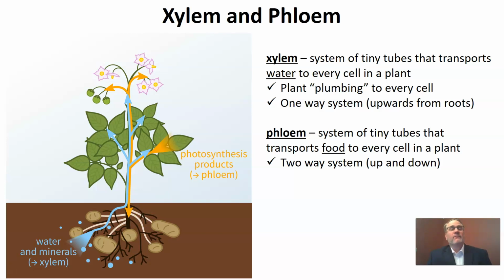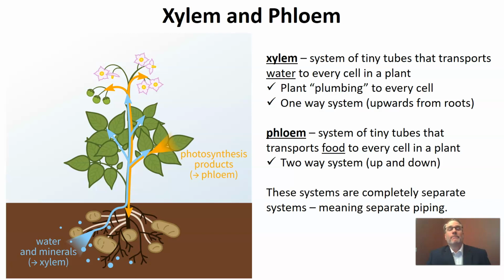The xylem and the phloem. These are the two major bits that you need to understand when you think about plant transport. Two systems, xylem and phloem, one for food, one for water, one two-way, one one-way. I do want to point out that these systems are completely separate. And by that, I mean that they don't share piping. And that might seem a little strange, but there is no shared piping.